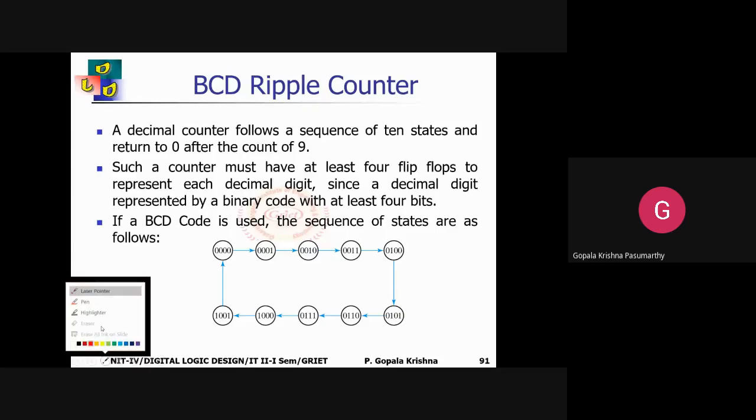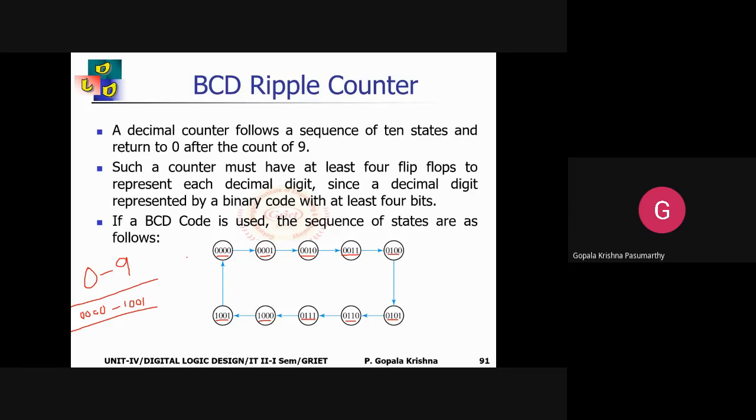A BCD number starts from 0. From 0 it goes to 1, from 1 to 2, from 2 to 3, 3 to 4, 4 to 5, 5 to 6, 6 to 7, 7 to 8, 8 to 9. Then back to 0, because we know BCD numbers are in the range of 0 to 9 only. 0 means 0, 0, 0, 0. 9 means 1, 0, 0, 1. The BCD counter counts only from 0 to 9, that is, from 0000 to 1001.